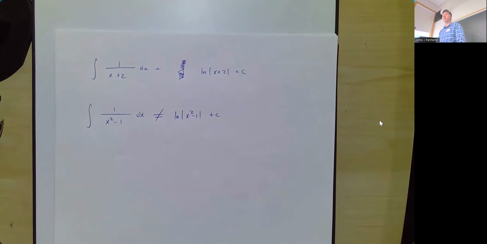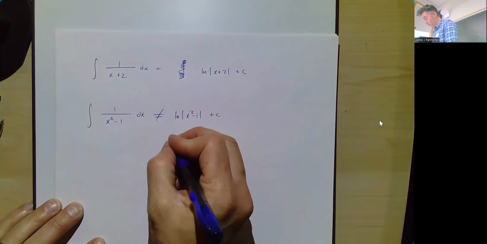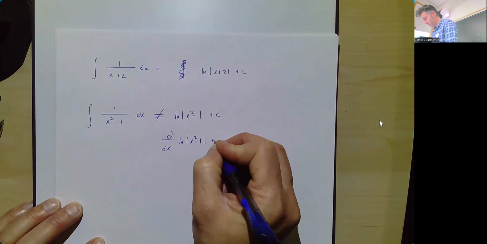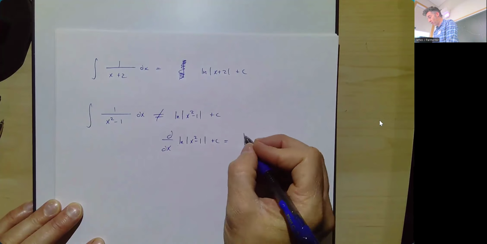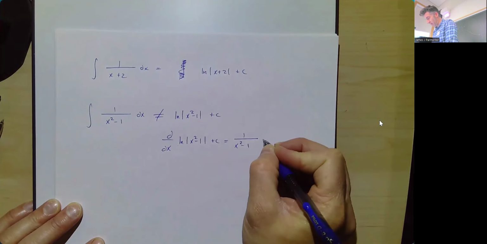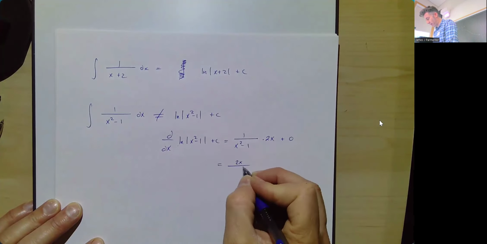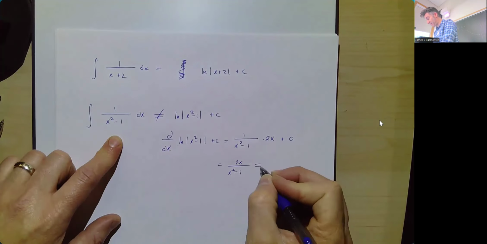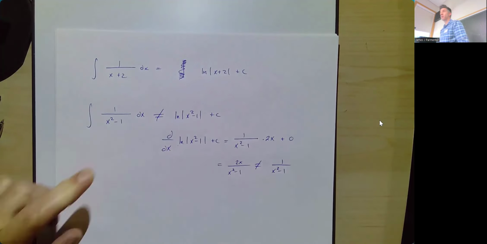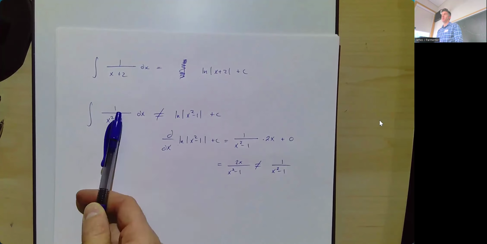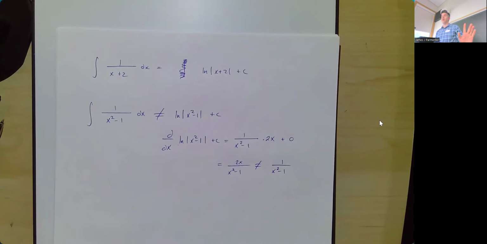How do I know? Because I know how to take derivatives. The derivative of the natural log of the absolute value of x squared minus 1 plus c, well, the natural log of some stuff is 1 over the stuff times the derivative of the stuff, which is equal to 2x over x squared minus 1, which is not the same as my integrand. So the antiderivative of this is not that, because the derivative of that is not that. And again, we don't have the tools yet to find this antiderivative, so you'll just have to live with not knowing what it is for a while until we talk about partial fractions.